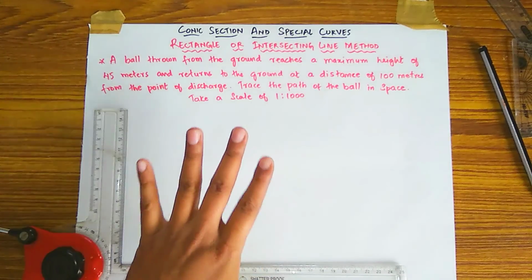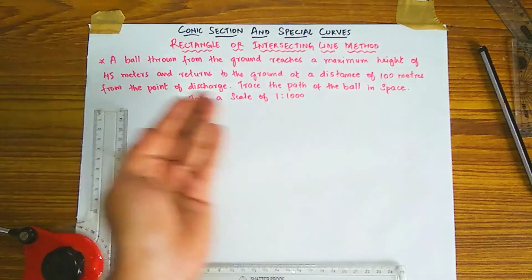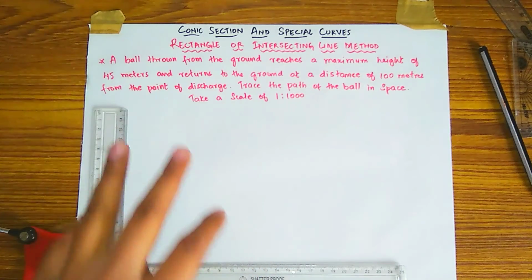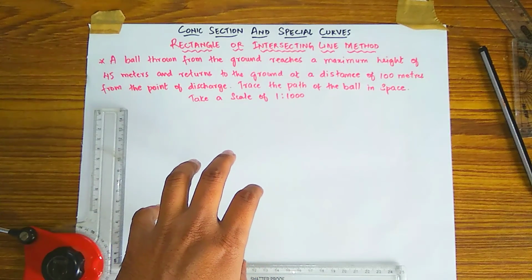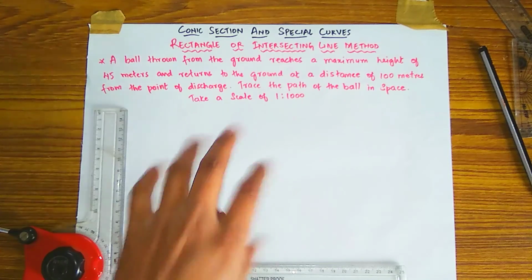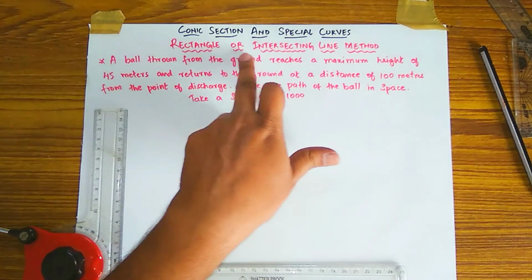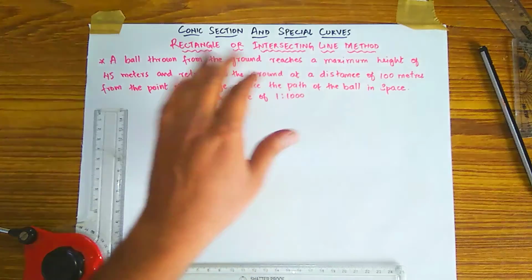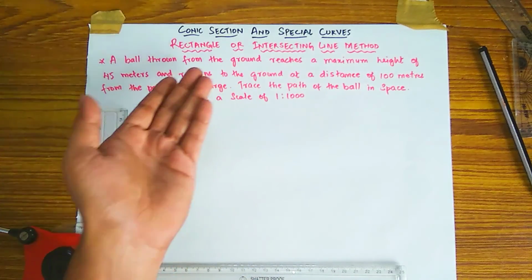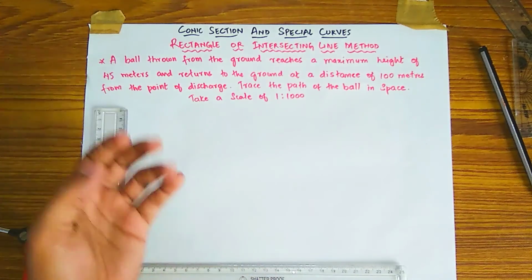So I'm showing you the basic method of how to do this problem, and I will explain the question and how to draw this problem. This is the rectangle method or intersecting line method. Okay, so this is the question.